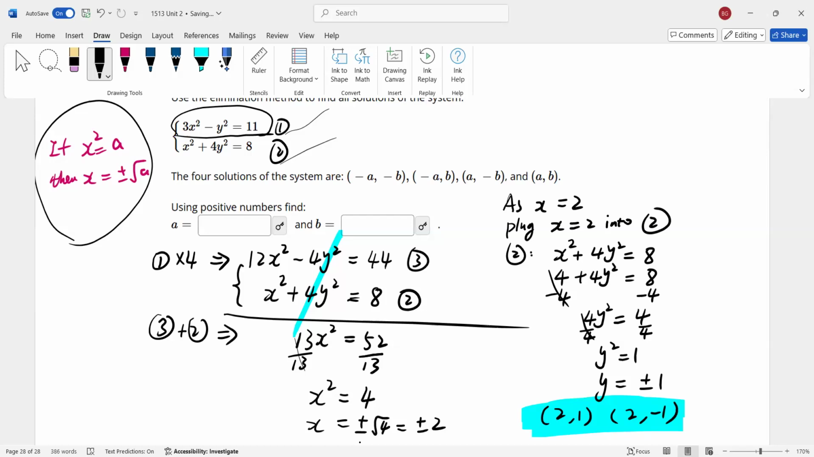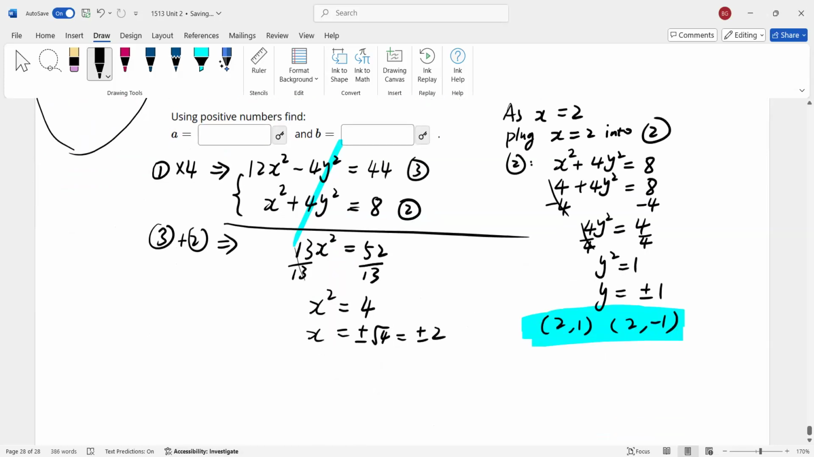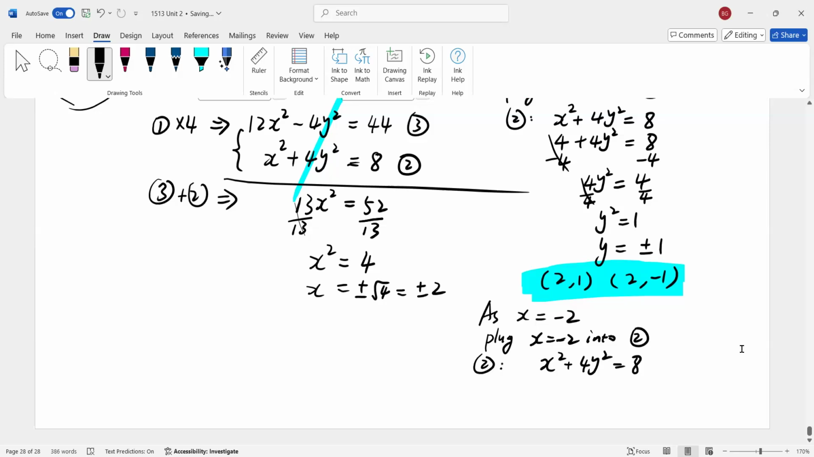I'm going to find some space. As x equals -2, we're going to plug x equals -2 into equation 2. Equation 2 again is x squared plus 4y squared equals 8. We solve the equation for y by plugging in x equals -2. When x is -2, x squared is the square of -2, which is positive 4. Be very careful. A perfect square is never negative. So x squared is still positive 4.